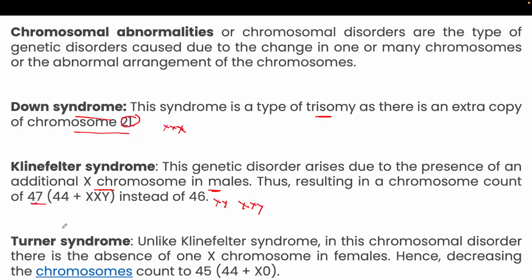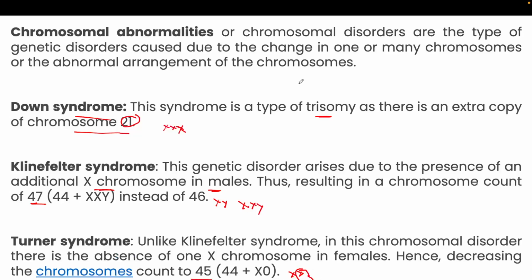Then the third one is Turner syndrome. Like Klinefelter syndrome, this is a chromosomal disorder, but here there is an absence of an X chromosome in the female. Klinefelter syndrome occurs in the male and Turner syndrome occurs in the female. In a female there should be double X, right? But in Turner syndrome one X is absent, so the chromosome count decreases: it should be 46, but in Turner syndrome it is 45.